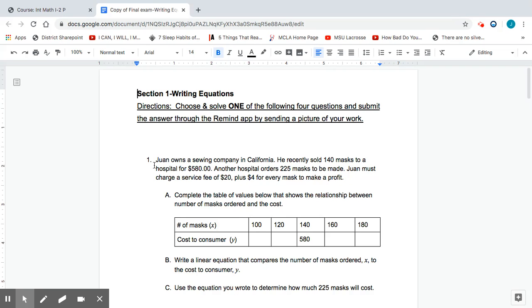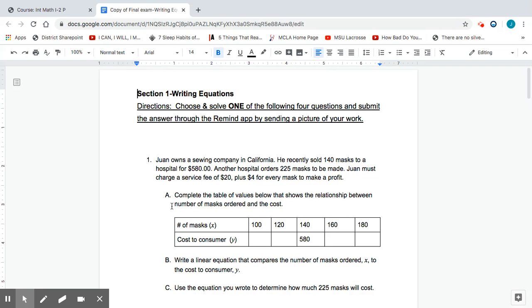So here's question 1. Juan owns a sewing company in California. He recently sold 140 masks to a hospital for $580. Another hospital orders 225 masks to be made. Juan must charge a service fee of $20 plus $4 for every mask to make a profit. So that's the initial.